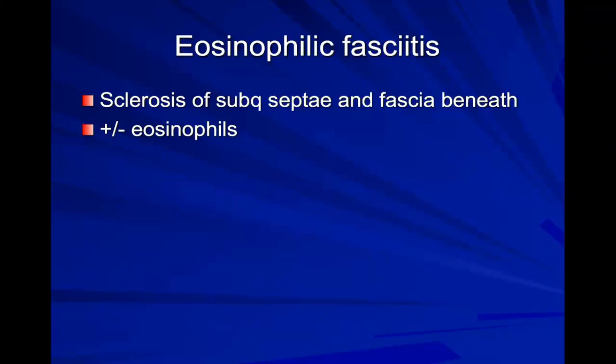Oh, sorry, one more sclerotic condition, eosinophilic fasciitis, which many of us just lump into the category of morphea profunda, or just really deep morphea. And here you'll see sclerosis of the subcutaneous septa and the fascia beneath your subcutaneous tissue. And you may or may not have a lot of eosinophils. That's more of a clinical thing; in your bloodstream, you might see eosinophils.